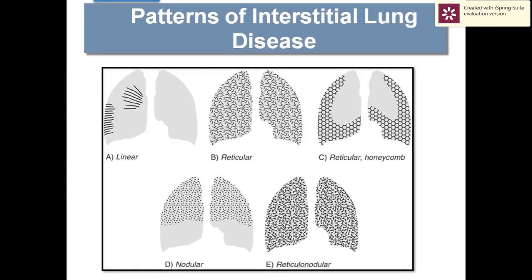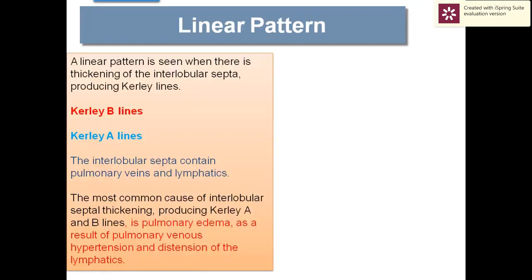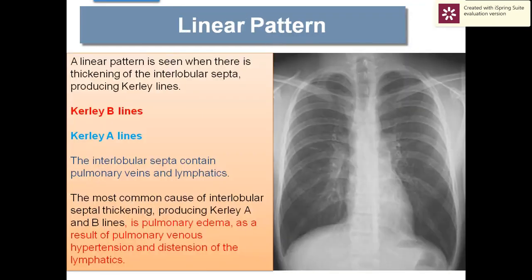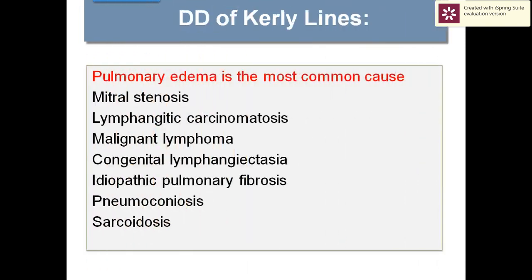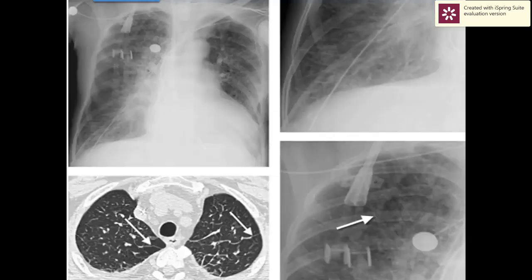Here as we see, linear shadow, reticular, reticular nodular or honeycombing. Of course Kerley B line, Kerley A line, this is linear pattern seen where there is thickening of interlobular septum. It may not be thickening only, fluid is there, and this is a picture of pulmonary edema and venous hypertension with distension of the lymphatics. Kerley B line, Kerley B line here in the periphery. This is Kerley A line.